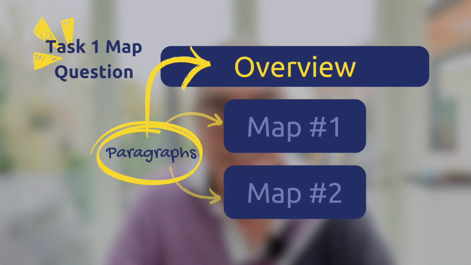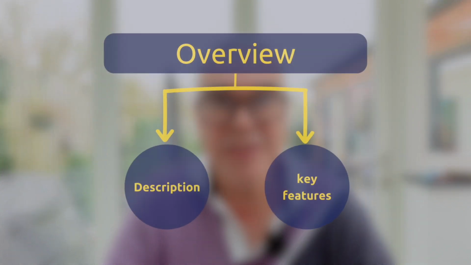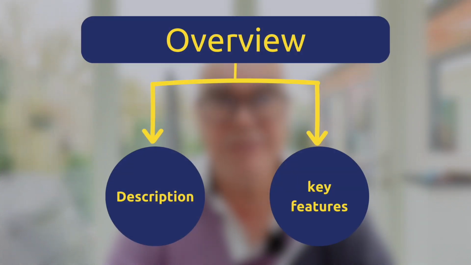Now, the strategy is basically the same. In the overview, there are two components. The first component is the description, and then the second part of your overview are the key features. This stays the same whatever kind of Task 1 question you have. Let's talk about the description here.